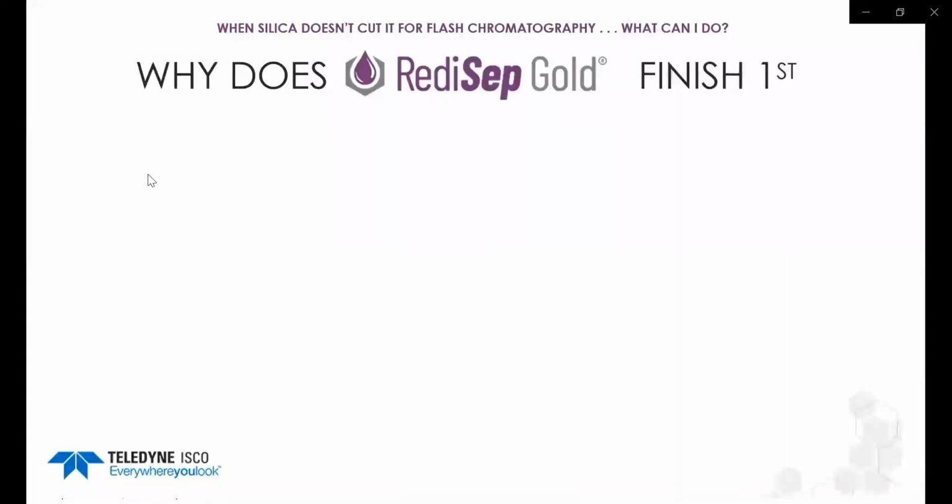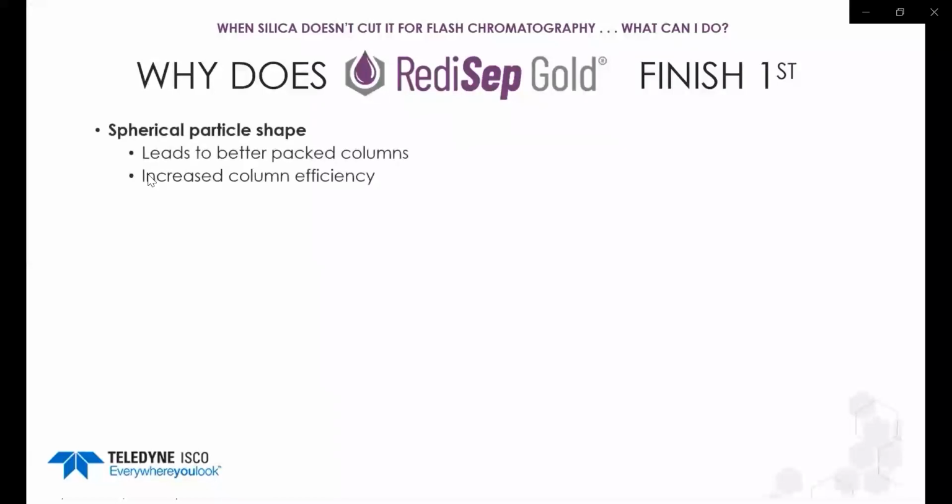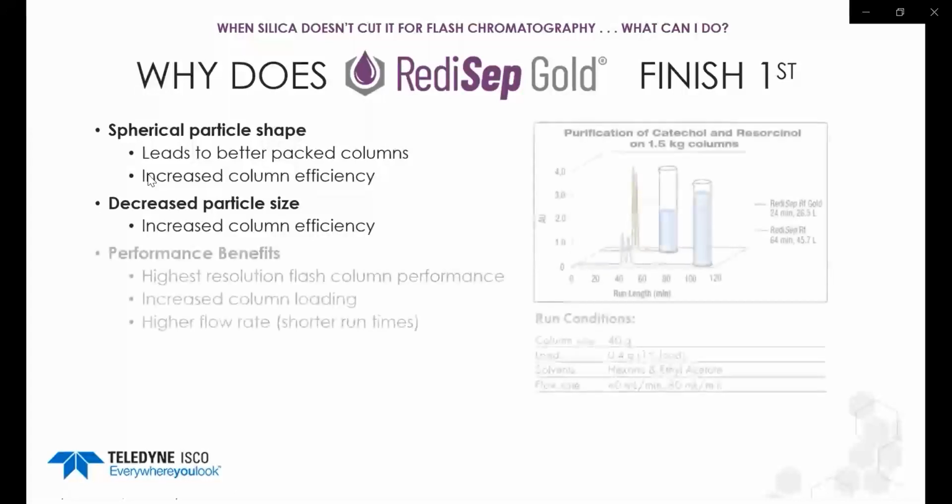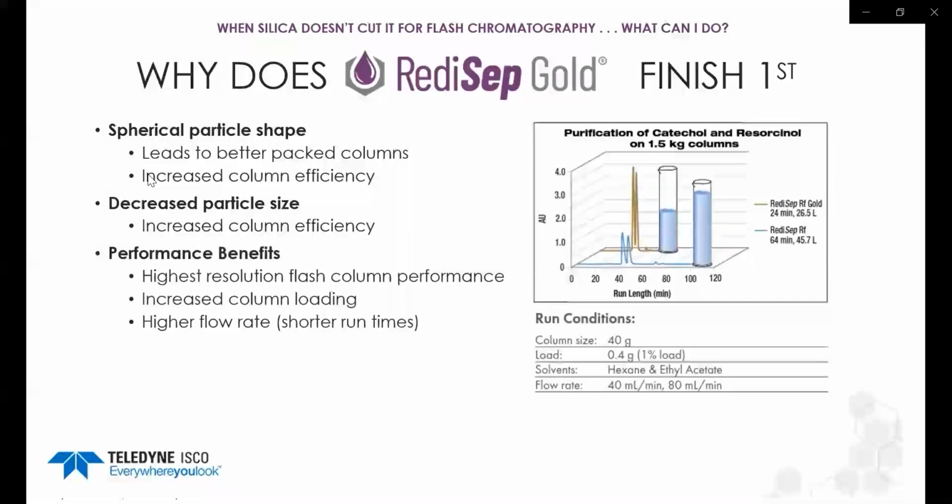And so we'll begin by discussing our RediSep gold material and how that enables our gold silica and gold alternate medias to perform better. And the RediSep gold columns are all based on a spherical particle shape for the silica. This leads to better packed columns and increased column efficiency. This is also a decreased particle size, which increases your column efficiency as well.